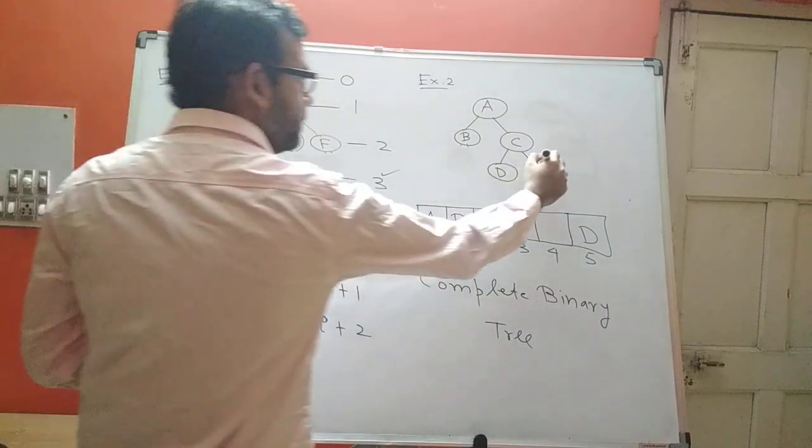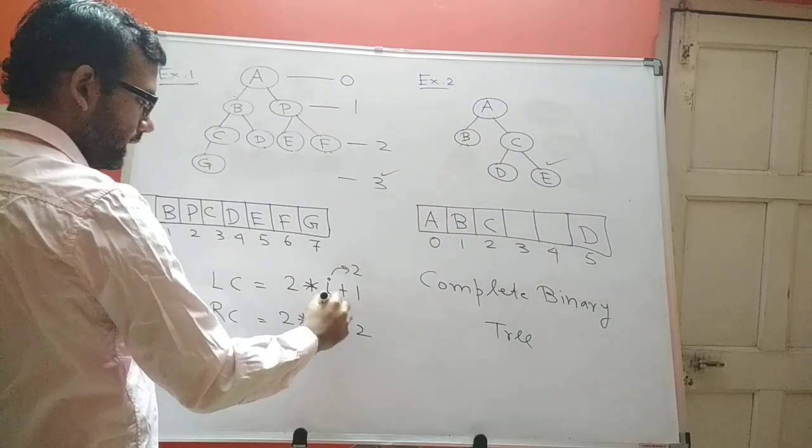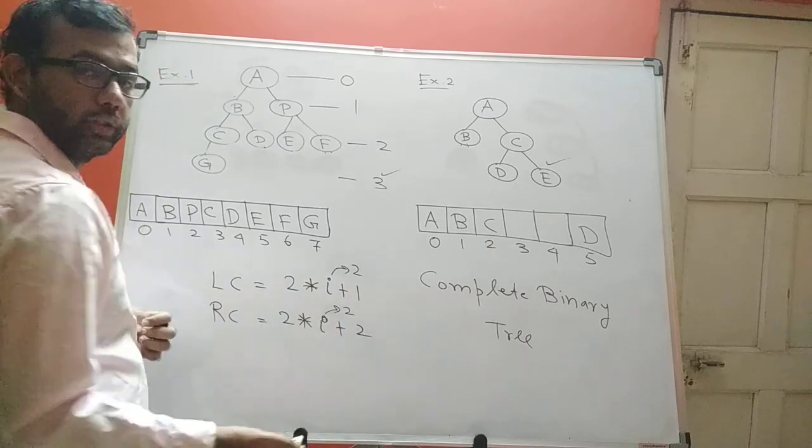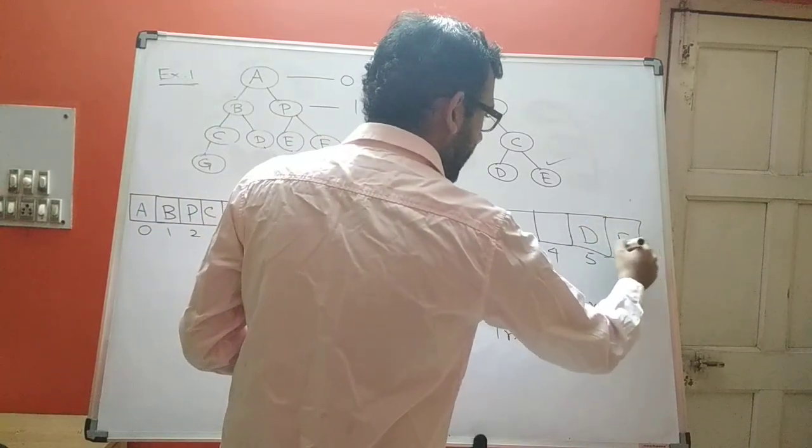I want to find the position of the right child of C. What is the index of C? The index of C is 2. So 2 into 2 is 4, 4 plus 2 is 6. So I'll place E at index 6.